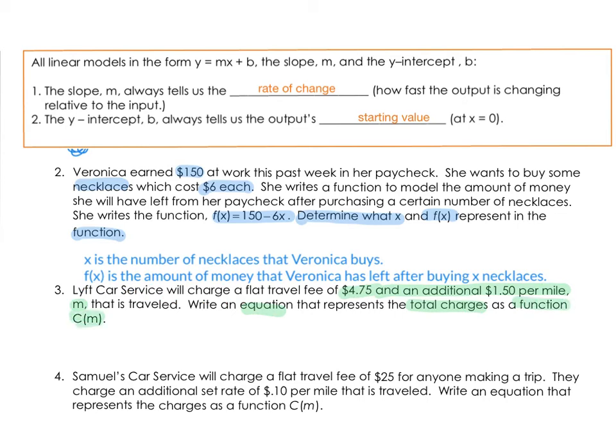So that means I have to start off with C of m equals, and then I can look back and see, okay, well, what's my cost going to be? Well, I'm going to pay the $4.75, which remember, we don't put the dollar sign in there because that's just confusing, and an additional, so plus $1.50, so 1.5 or 1.50 times the number of miles, and they said m represented that, so times m. This is then my equation that I could use to find the total charges.